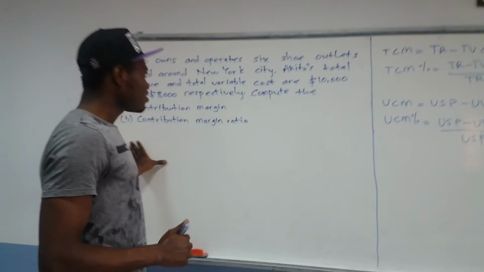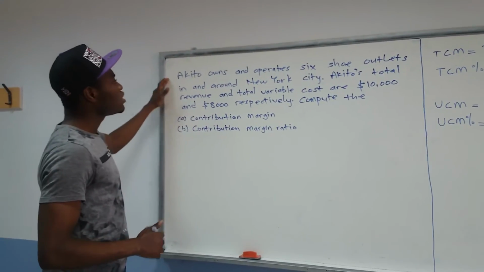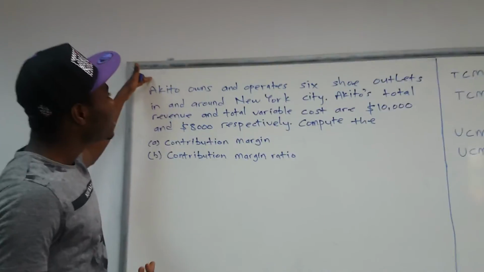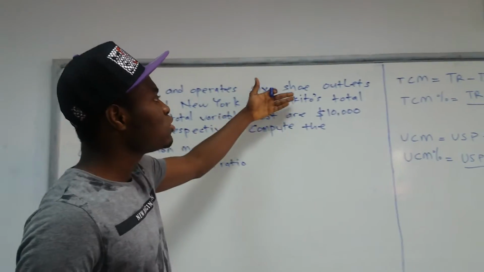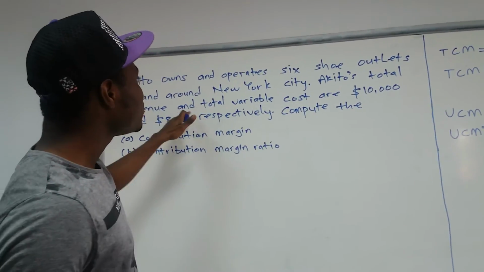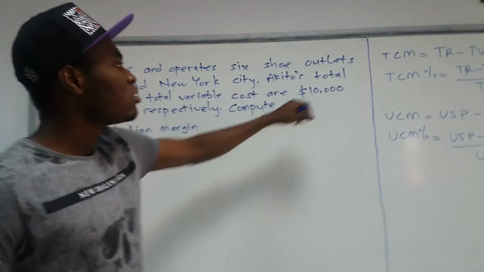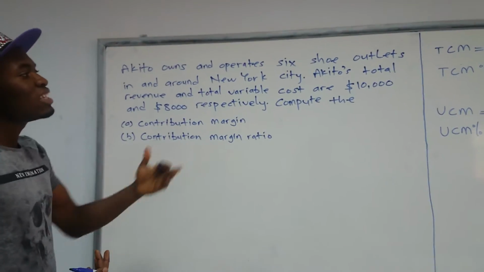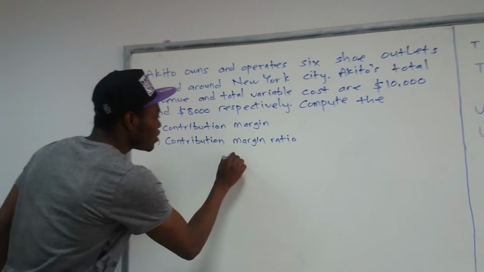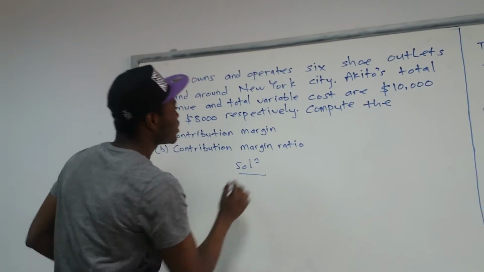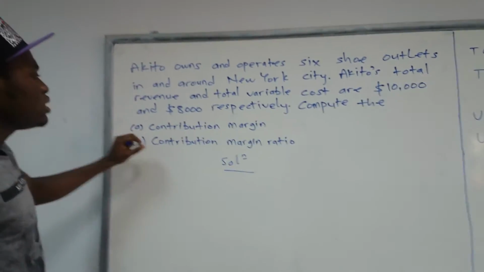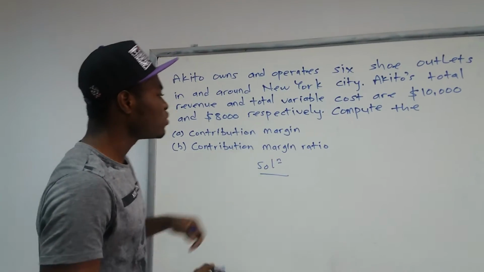So let's look at this simple example here. Akito, actually Akito is a name, owns and operates 6 shoe outlets in and around New York City. Akito's total revenue and total variable costs are $110,000 and $8,000 respectively. So, solution. We've been asked to compute A, total contribution margin, and B, contribution margin ratio.